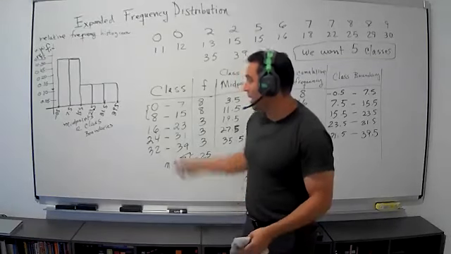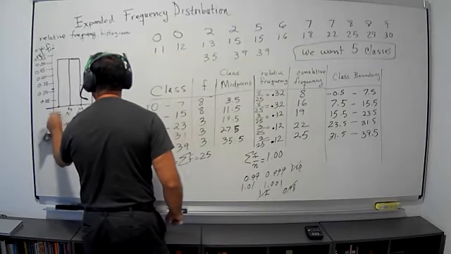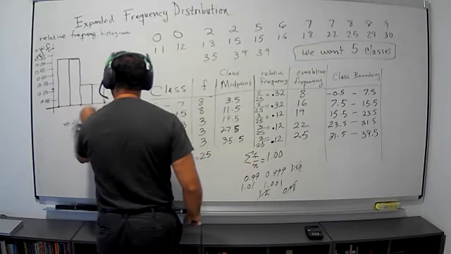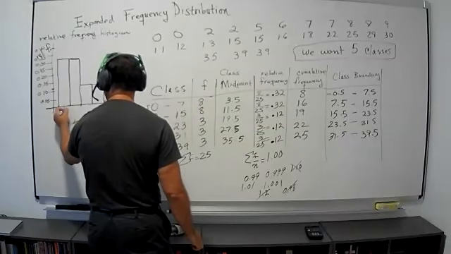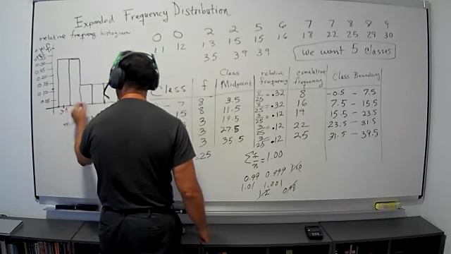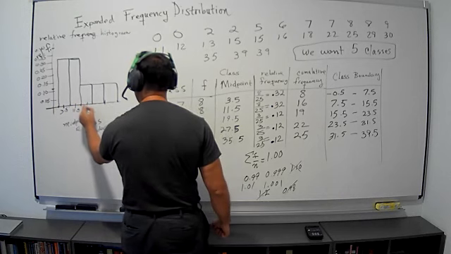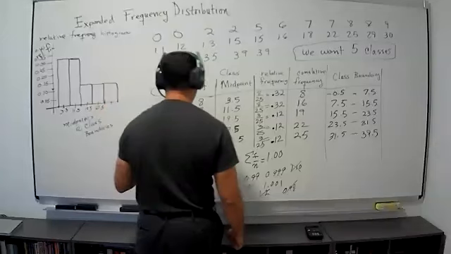Sometimes we're wrong though. You could have done this same thing, but instead of using class boundaries, guess what you could have used? Nobody gets it? You could have done the same thing, but now this is 3.5 in the middle, not at the edges. This would have been 11.5. This would have been 19.5. This would have been 27.5. And this would have been 35.5.